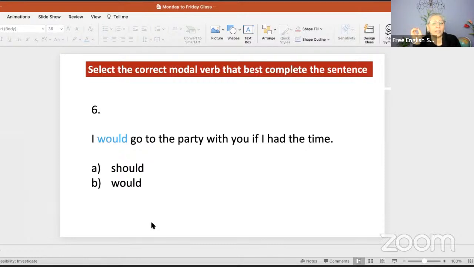Party, not party. Okay, party. So I would go to the party with you if I had the time. Time, not time. Okay, so time. I would go to the party with you if I had the time. Okay, yes, excellent. The right answer is would, because this is a conditional sentence.